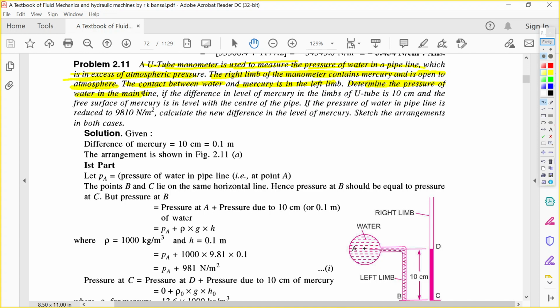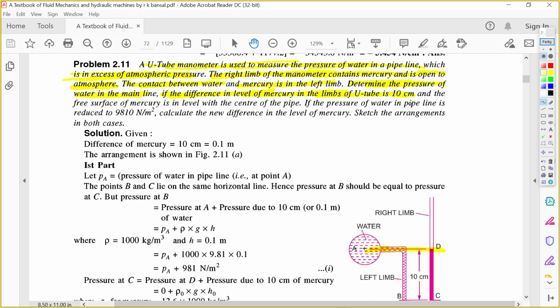in the main line, if the difference of the level of the mercury in the U-tube is 10 centimeter and the free surface of the mercury is in level with the center of the pipe, that means this one is the free surface, which is at the center of the line. We need to calculate from the figure first.